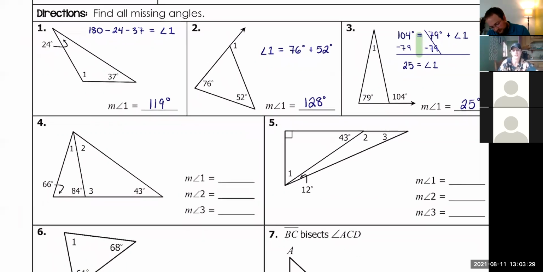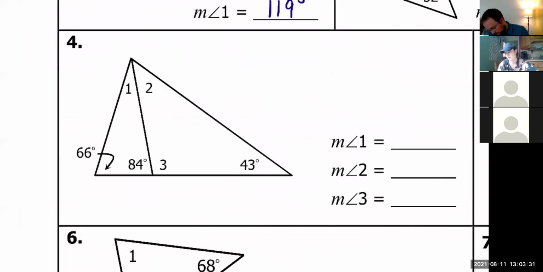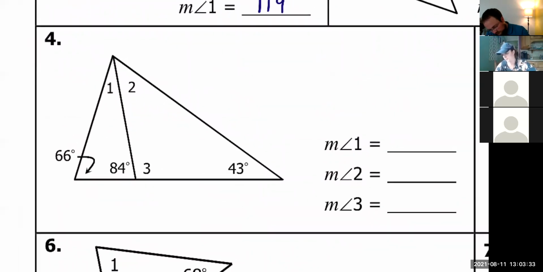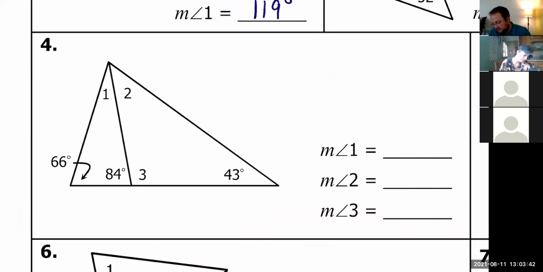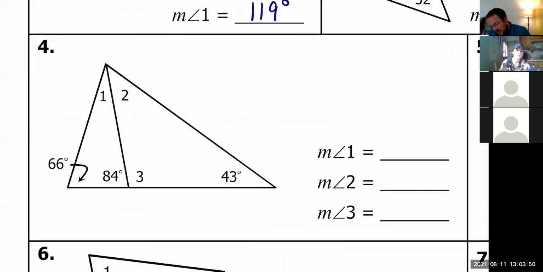So, we'll try two of these. We'll do number 4 and number 6. I'll give you the answers to 5 and 7 if you want to try those on your own. I'll give you these here for you. Doesn't matter which one we find first. We've got a couple options here. What are your thoughts? What do you want to look for first?